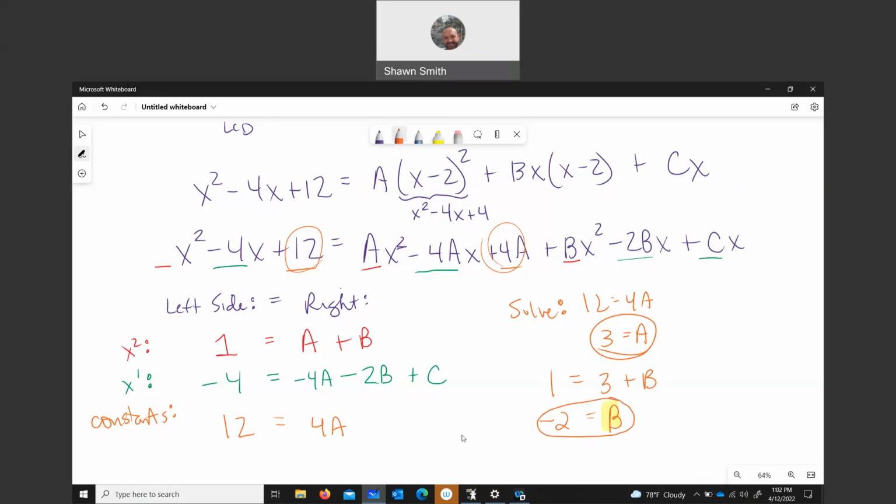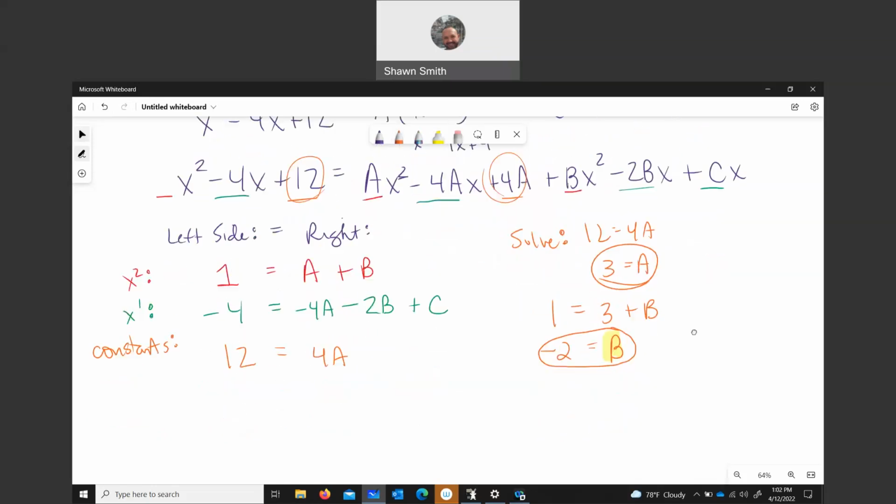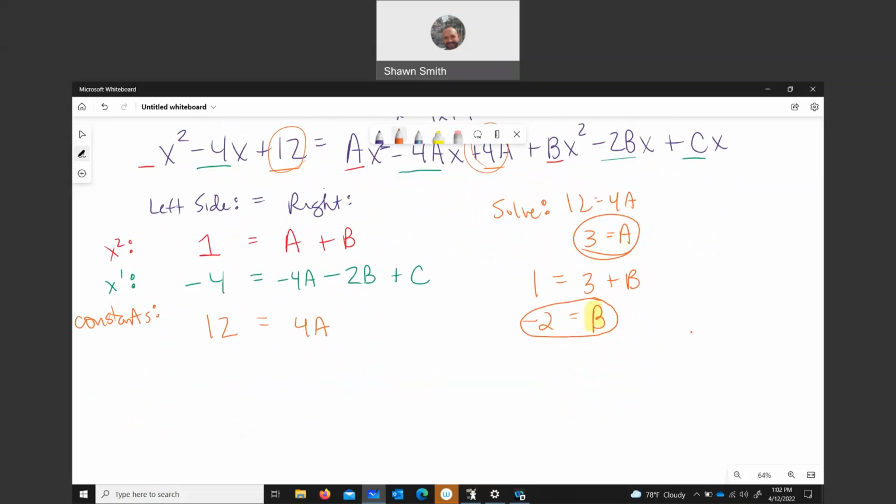And then I can use the second equation to solve for C. It's the only one that has a C anyway. So negative 4 equals negative 4 times our A, 3, minus 2 times our B, negative 2, plus C. Negative 12 plus 4 plus C. Negative 8 plus C. Add 8 to both sides, you will get positive 4 for C.